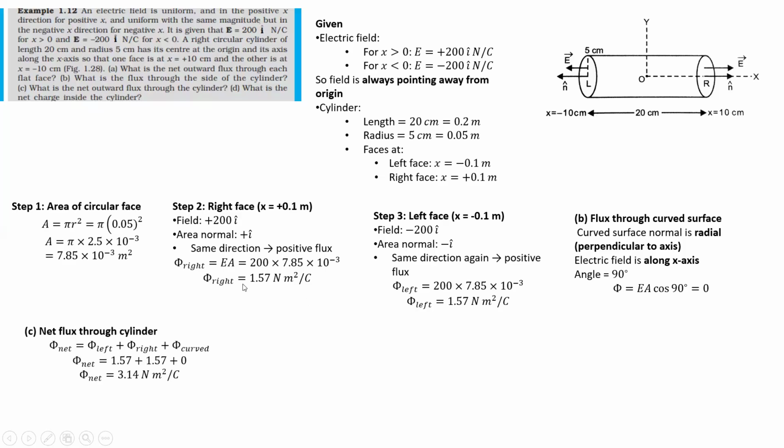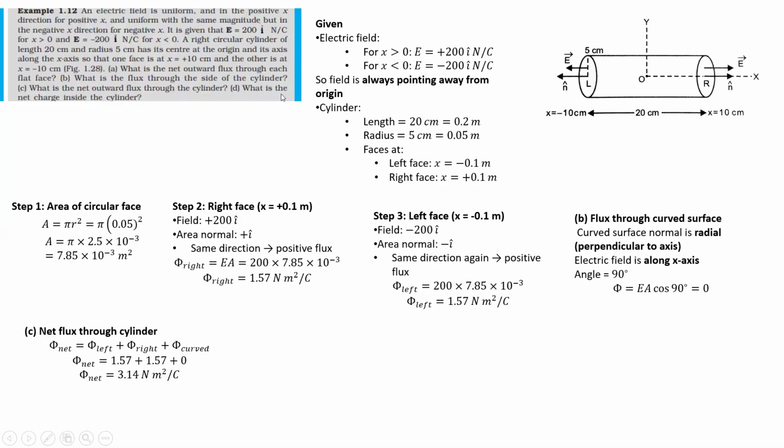Okay. Now, we'll go for the net flux. The flux due to this portion is 0. The flux due to this portion and the flux due to this portion you have to take into consideration, but we calculated both are equal. Therefore, total flux becomes 1.57 plus 1.57, that is 3.14 Newton meter square per coulomb. So we completed the net outward flux through the cylinder.